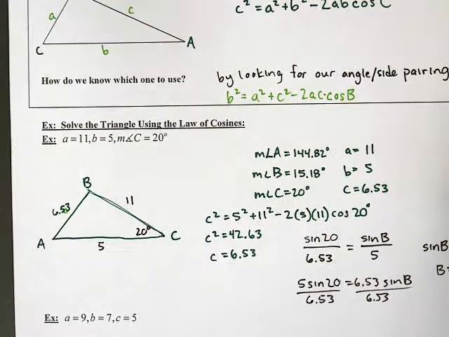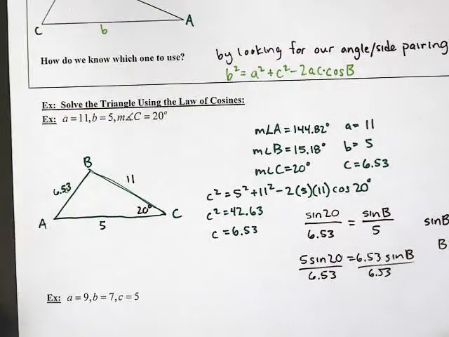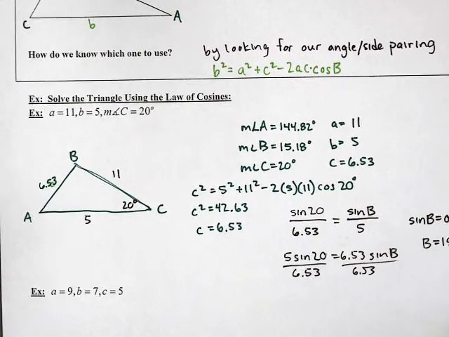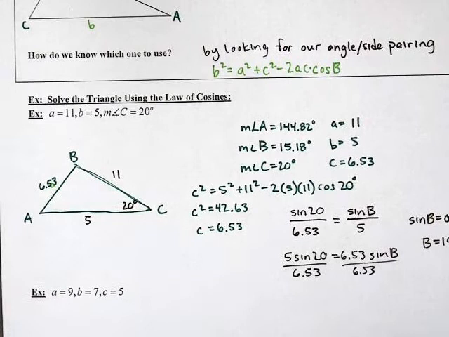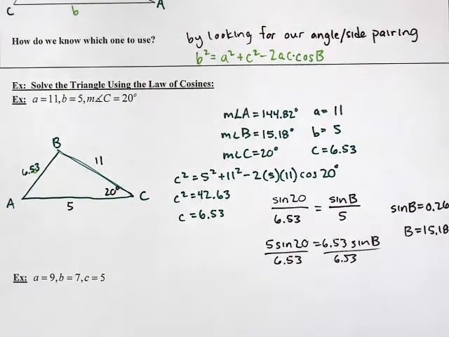So there you go. We had to use law of cosines here. Why? Because we did not have an angle side pairing. All right? So let's take a look now at our next one.